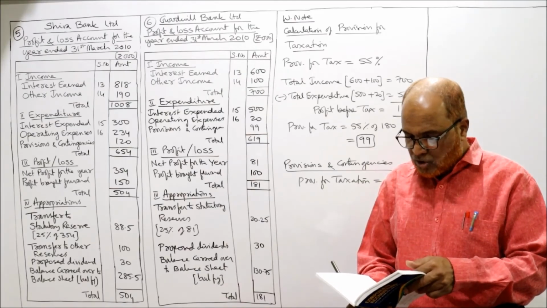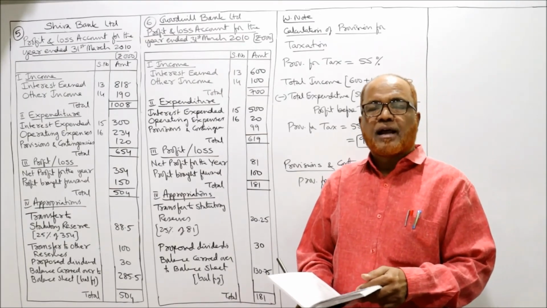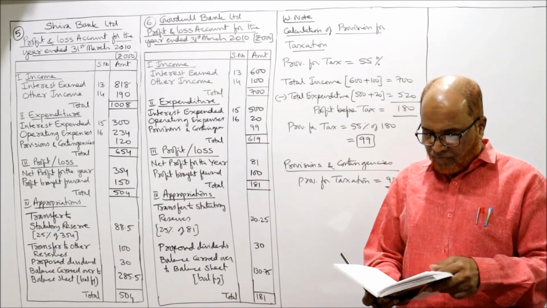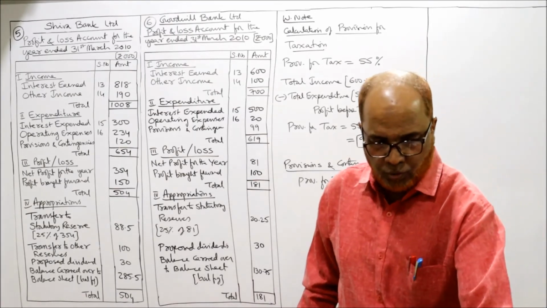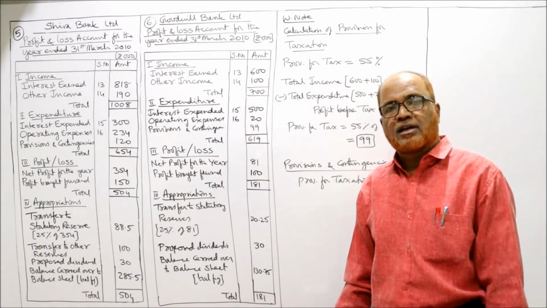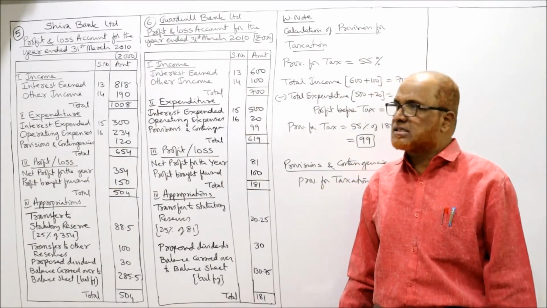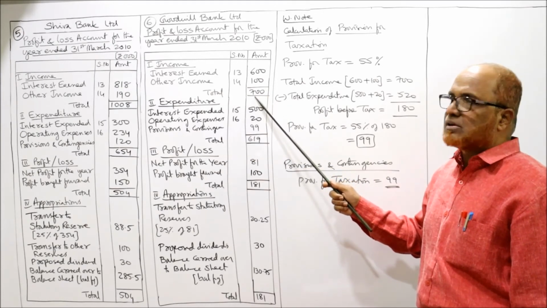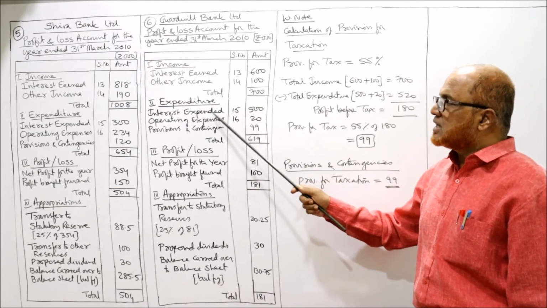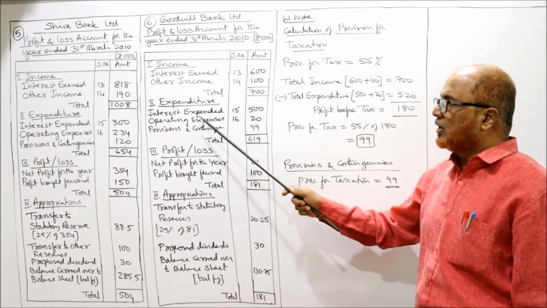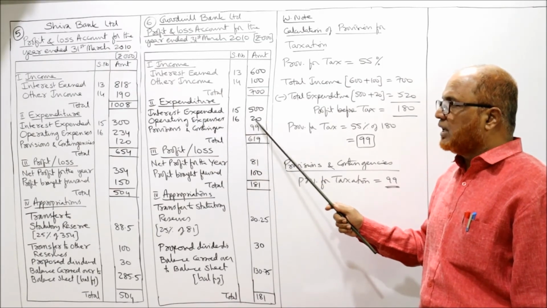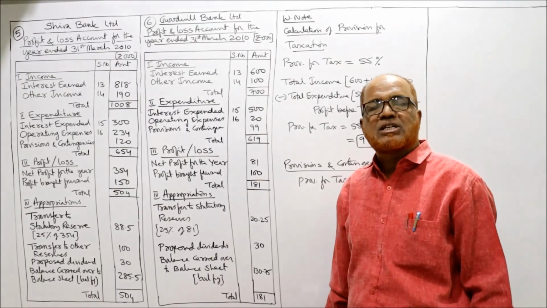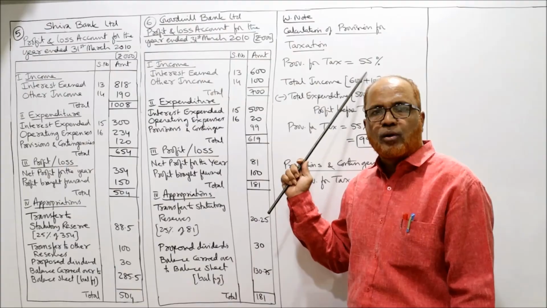And preparation of schedule is not necessary. Everything is directly given in the problem, no need to make the schedules. But clear working of income tax must be shown. Okay, no problem. We will show you the working notes. In working notes, provision for taxation. First of all, interest earned, other income given in the problem, total income 700. Expenditure, interest expended, schedule 15, 500 given. Operating expenses, schedule 16, 20 given. Under provisions and contingencies we have to take provision for taxation, that is not given. That we will find out here.